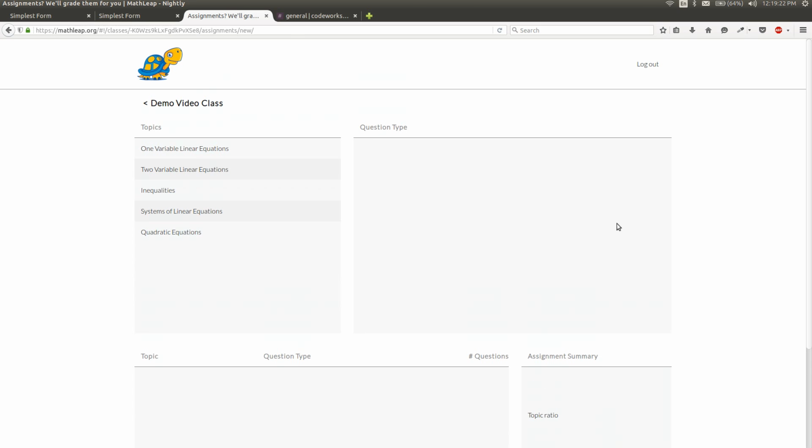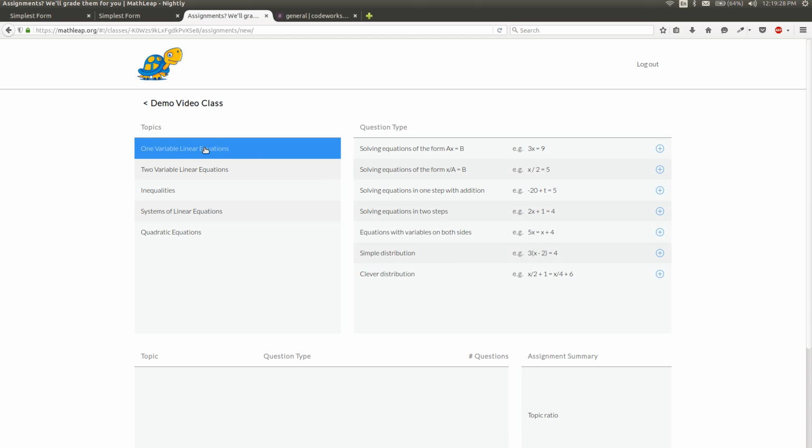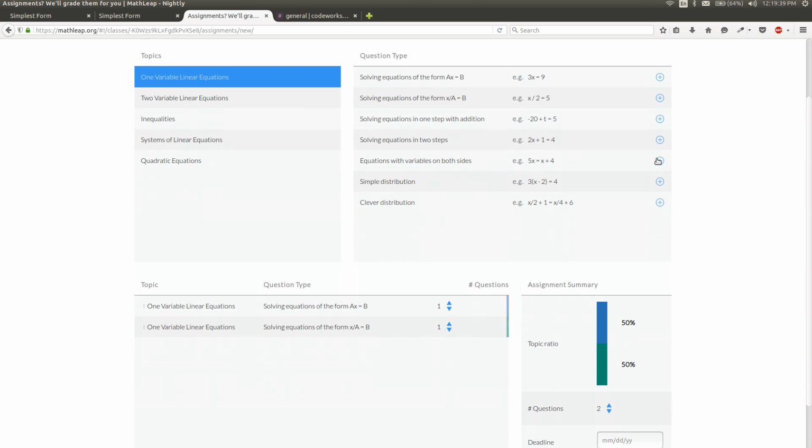And so this is the automated assignment generation. Maybe this is the first week of my algebra class, so I'll go ahead and choose this as a topic that we're covering, one variable linear equations, and I want to assign on my problem set maybe some questions that form ax equals b, some x over a equals b questions, and then some that can be solved with addition in one step. So there we go.